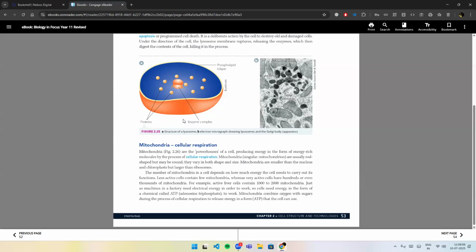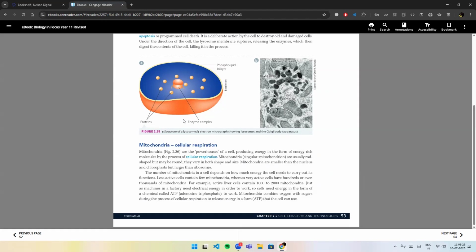The number of mitochondria in a cell depends on how much energy the cell needs to carry out its functions. Less active cells contain few mitochondria, whereas very active cells have hundreds or even thousands of mitochondria. For example, active liver cells contain 1,000 to 2,000 mitochondria.